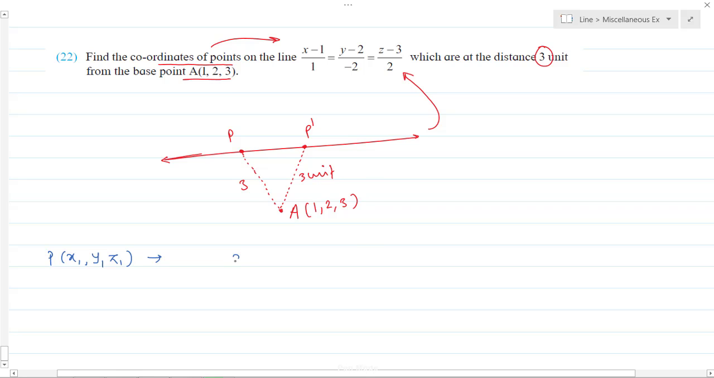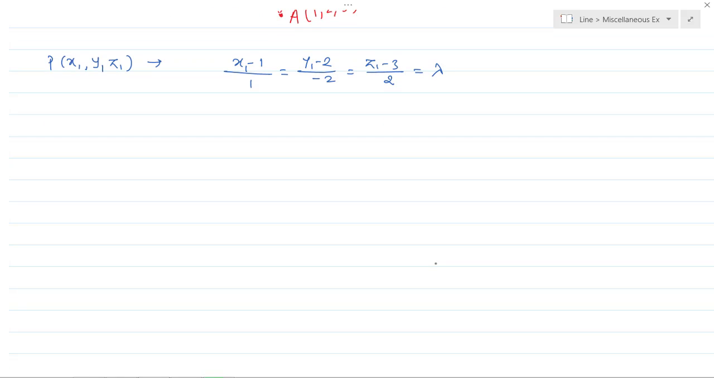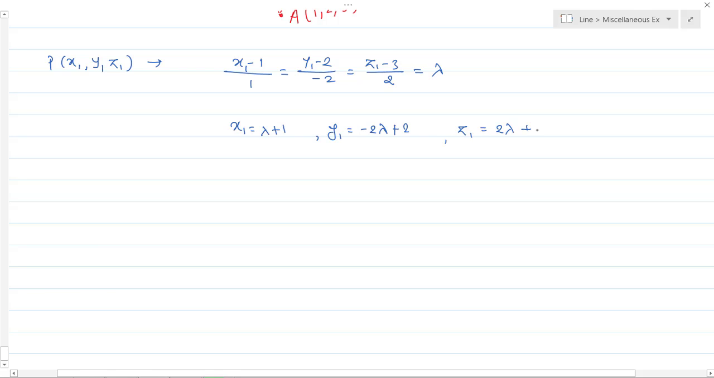As this point P lies on the line, it should satisfy the equation of the line. So you will get (x1 minus 1)/1 equals (y1 minus 2)/(minus 2) equals (z1 minus 3)/2, which equals lambda. Now let's find x1, y1, z1 in terms of lambda: x1 equals lambda plus 1, y1 equals minus 2 lambda plus 2, and z1 equals 2 lambda plus 3.